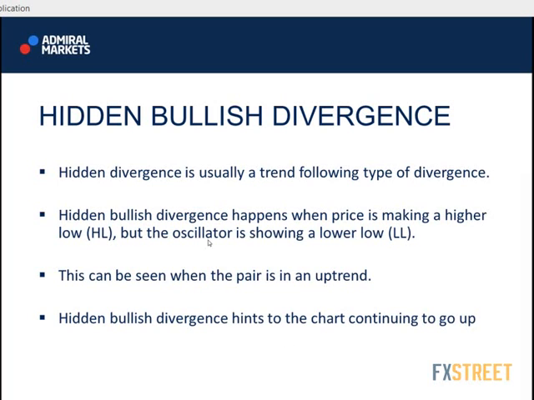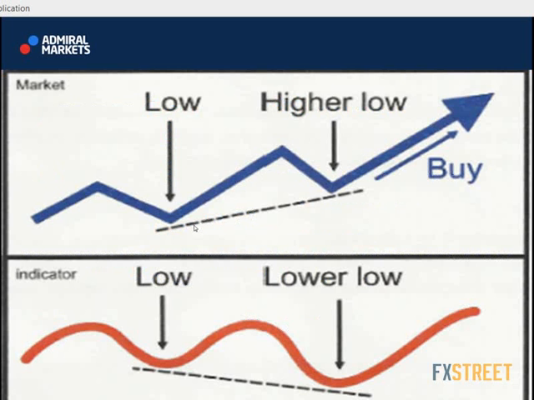And the hidden bullish divergence hints to the chart continuing to go up. So this is the price. You have basically a higher low, but the indicator is making a lower low. So also, as with regular bullish divergence, one low is more than enough to give you the divergence. So a higher low in the price and a lower low in the indicator will give you hidden bullish divergence.